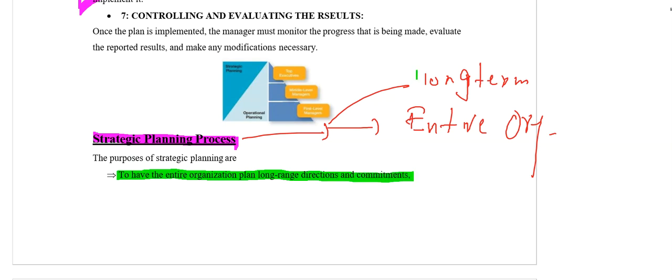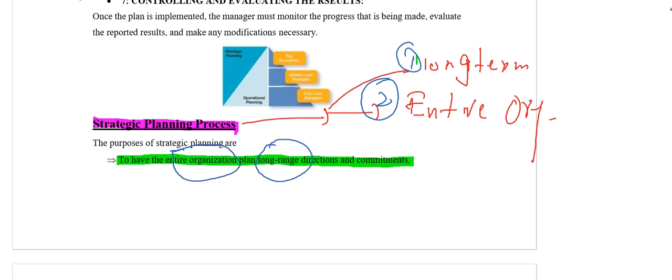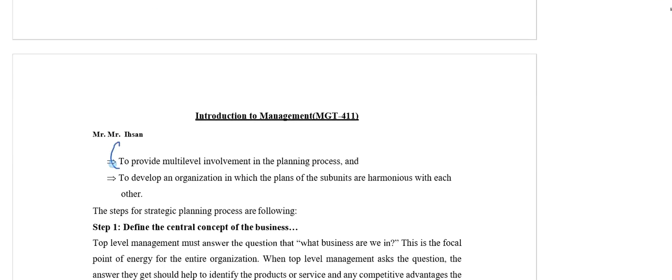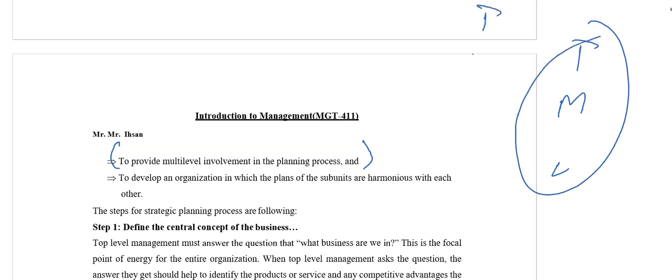So these are the 2 things which I have discussed just now. And the first purpose is to have an entire organization plan, and a long-range direction, meaning long-term plans. Number 2, to provide multi-level involvement in the planning process. Multi-level means top level, middle level, and low level: top level, division level, departmental level, and low level. So we have multi-level involvement in the strategic planning. And number 3, to develop an organization in which plans of subunits are harmonious with each other.